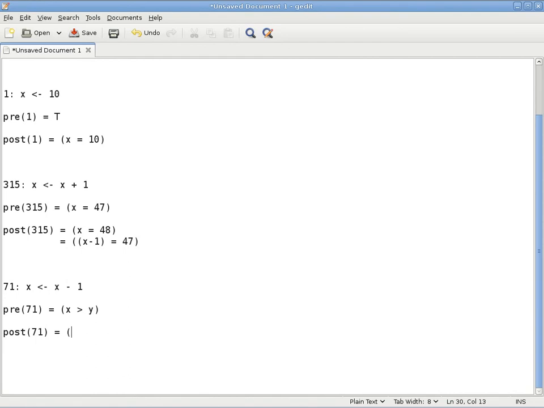Exactly. So we can actually say that x plus 1 should still be greater than y after line 71 executes. Yep. Why did you do x plus 1? Because the plus 1 is undoing that minus 1. Okay, think about it this way, okay? Think about it this way.